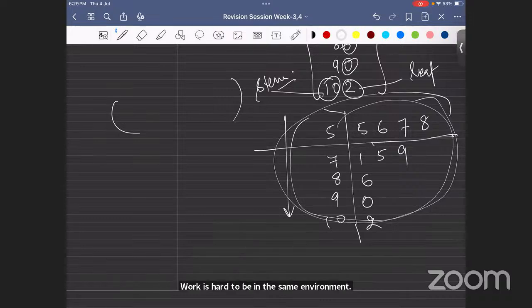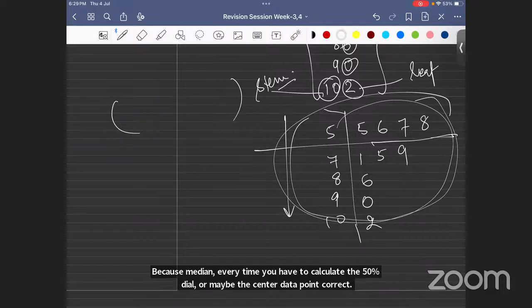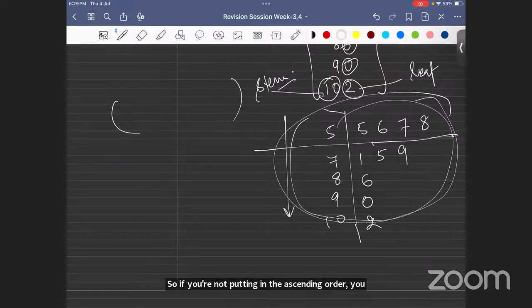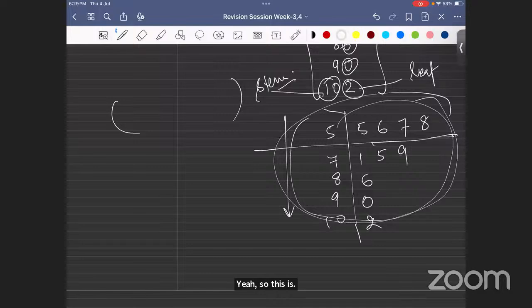So that will help you to calculate the median, right? If you have to calculate the median, it will be helpful. If you don't put it in ascending order, you might be wrong in calculating the median, because for the median you have to find the 50th percentile, or the center data point. If it's not in ascending order, you might get the wrong answer.